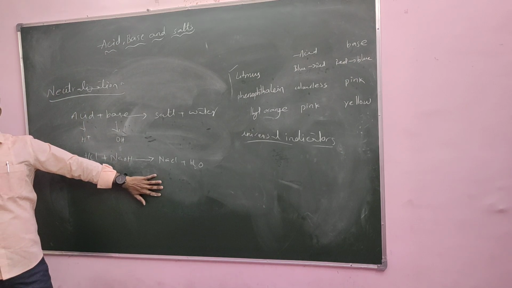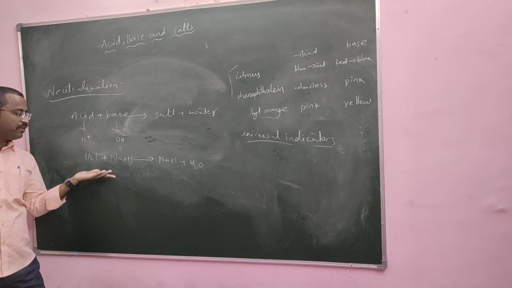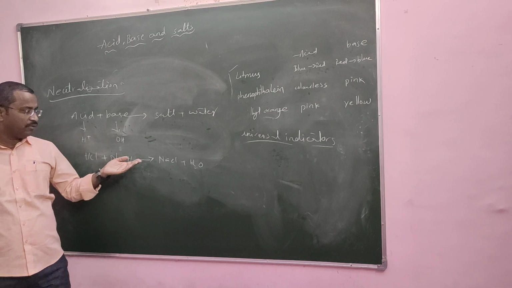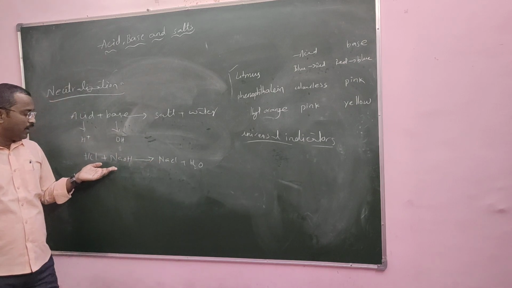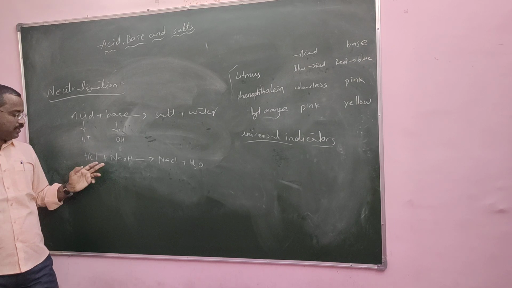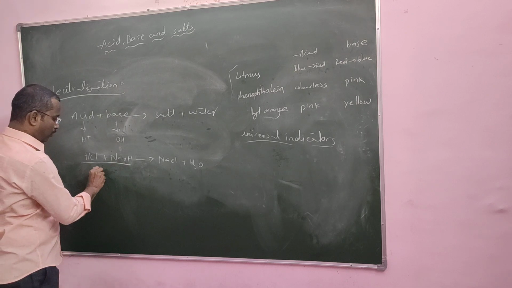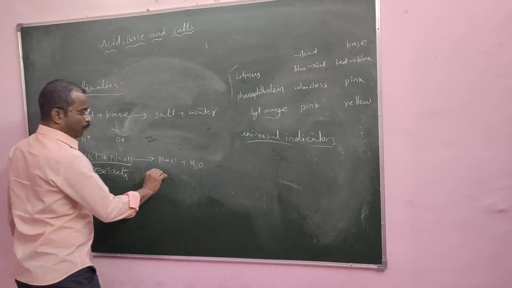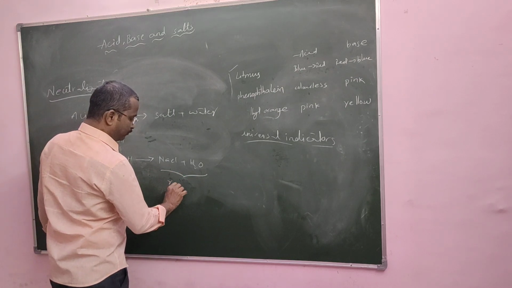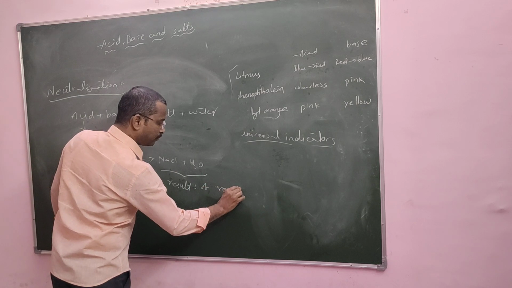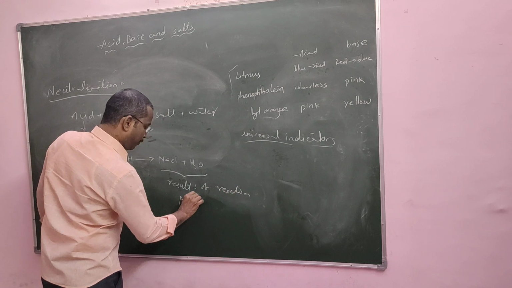An equation is separated with an arrow. Left side reactants, right side products. What do you mean by reactants? What do you mean by products? Reactants are the chemical substances which participate in the reaction or are responsible for the reaction. And products are the results of the reaction.